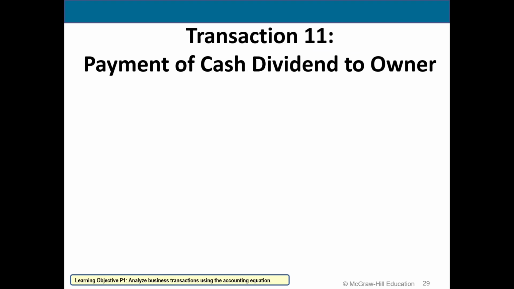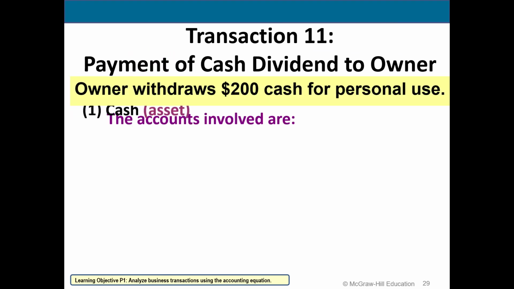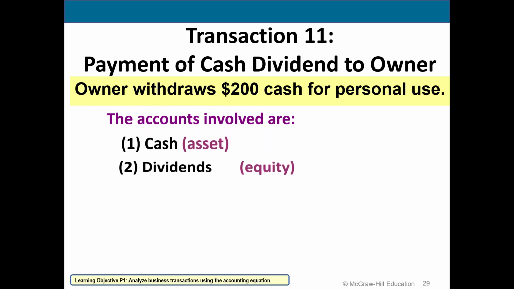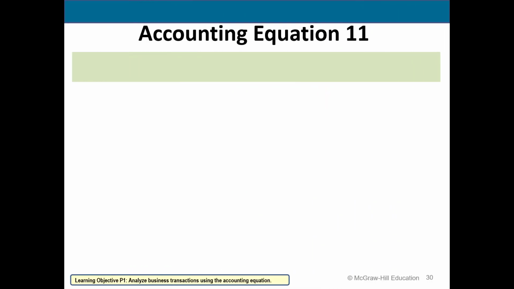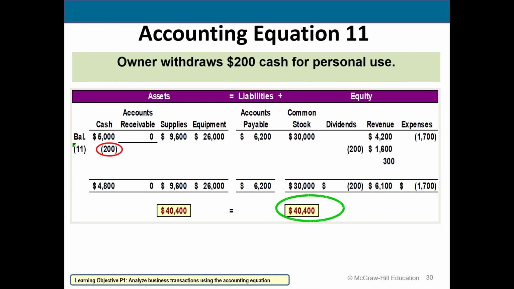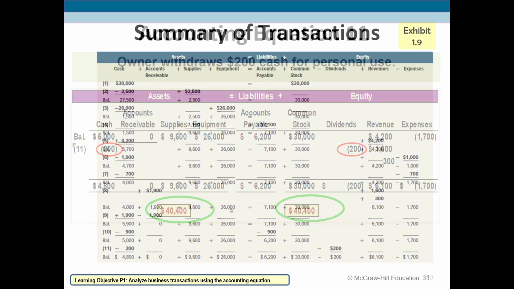Transaction 11, we paid dividends. So we have cash, which will be decreased, and dividends, which will be increased, but we're looking at the effect on the accounting equation, so equity is decreased. So here we have $200 decreased, dividends increased, but dividends decreased equity.